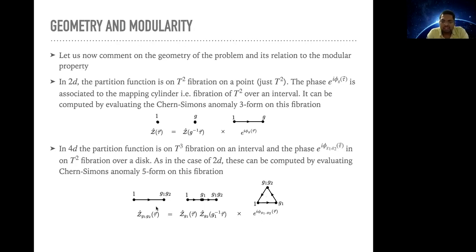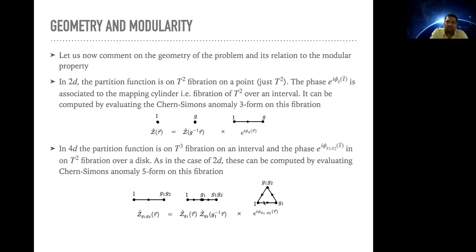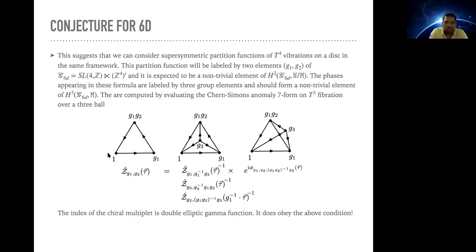Now, this picture immediately tells us what kind of conjecture one can make in higher dimensions. In six dimensions, if you consider partition functions on T4 fibrations over a disk, now the partition function itself will look like so. Okay, and this should be equal. So you can break this fibration up into three parts like so. And then you can get the partition function associated to each part, and I've written it here.